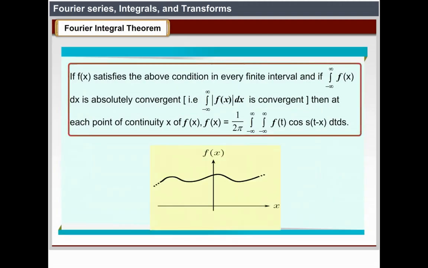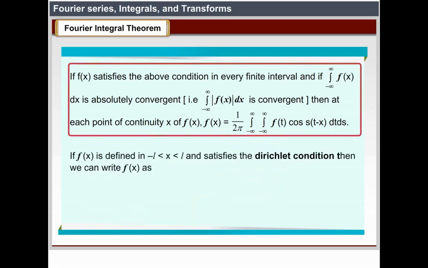If f(x) satisfies the above condition in every finite interval, and if the integral from minus infinity to plus infinity of f(x) dx is absolutely convergent, that is, the integral from minus infinity to plus infinity of |f(x)| dx is convergent, then at each point of continuity x, f(x) equals 1 by 2 pi integral from minus infinity to plus infinity, again integral from minus infinity to plus infinity, f(t) cos s(t minus x) dt ds.